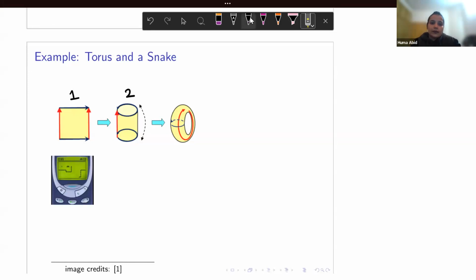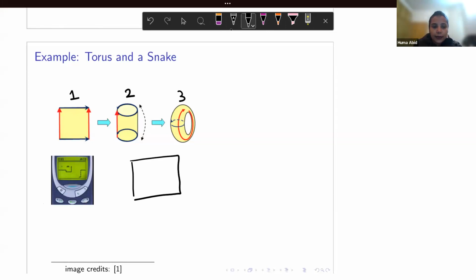Right? And now you may be wondering, okay, we did this, but why do we need to do this? Why do we need to define a quotient topology on a square? One very basic example of it is this video game. So this is from before the smartphone era.